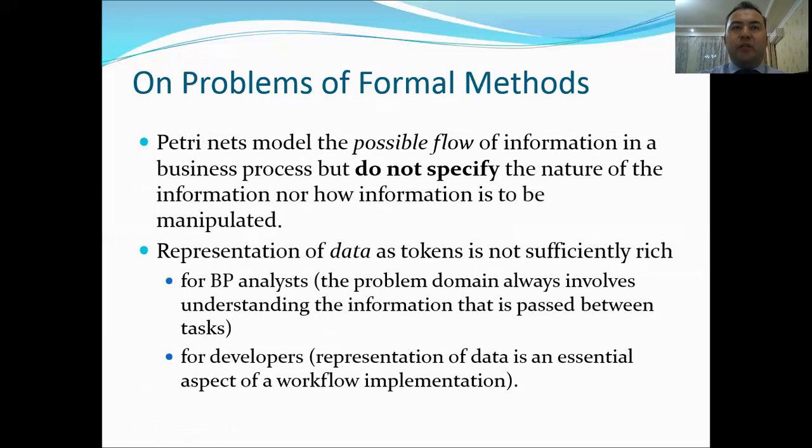Petri nets are used to model the possible flow of information in a given business process, but they do not specify the nature of the information. We also don't know how this information is to be manipulated. As we know, the data in Petri nets is represented as tokens, and they are not sufficiently rich semantically for business process analysts and for developers.